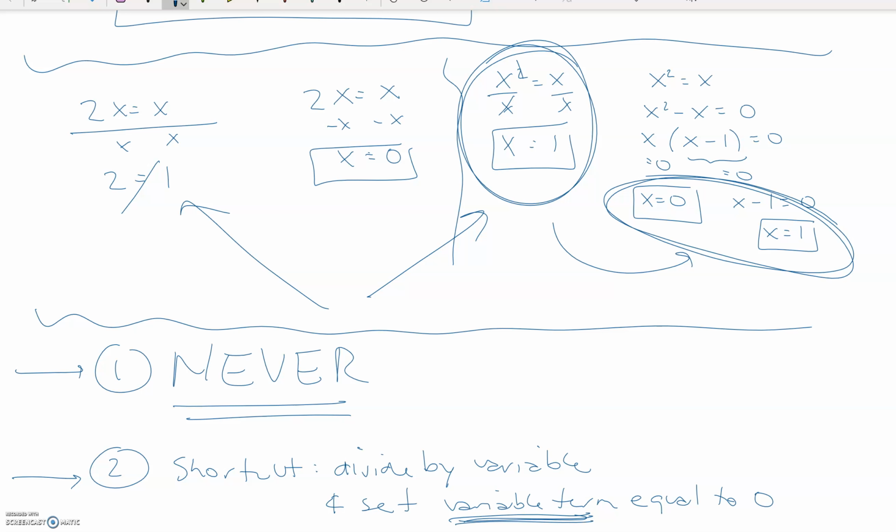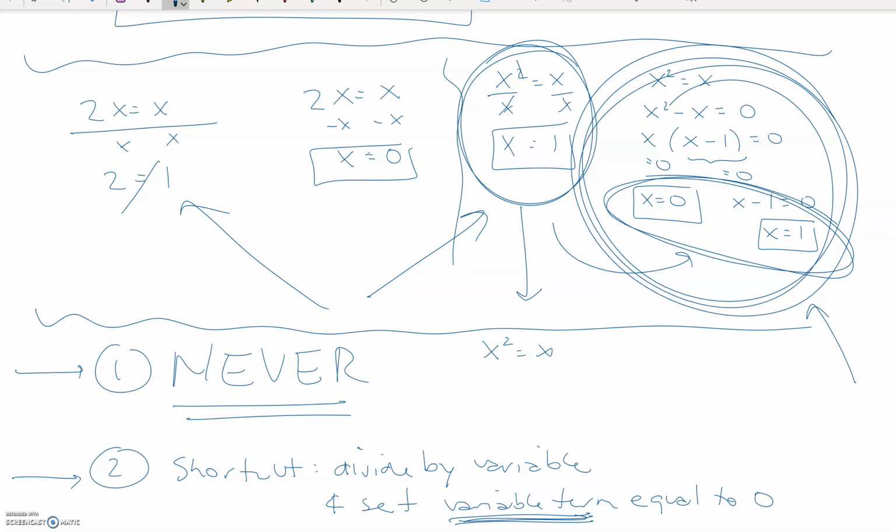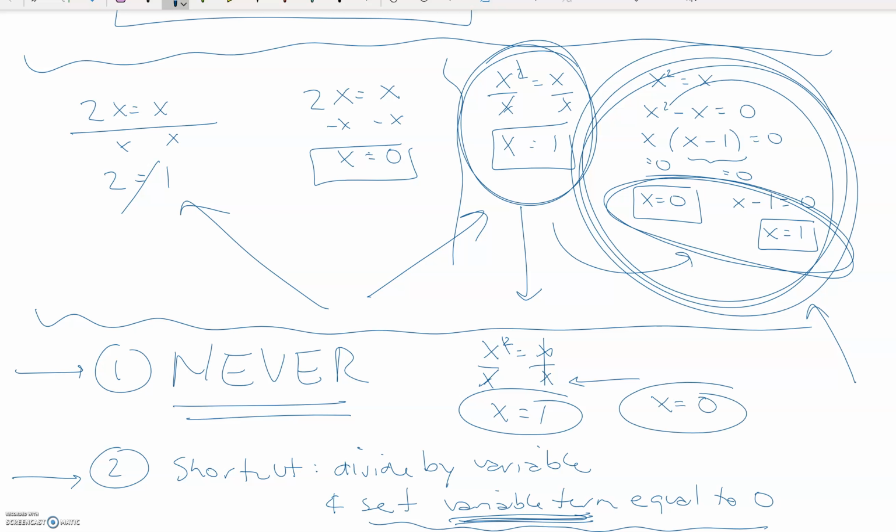Coming back to this equation again, x squared equals x. We've done the don't divide by a variable version. That's right here. But if I allowed myself to divide by a variable as a shortcut, I get x equals 1. And then I have to set the variable term that I divided away. I divided away x. I have to set the variable term equal to 0, and that gives me my second answer. As long as you set the divided away variable term equal to 0, you are allowed to divide by a variable, as long as you don't forget that detail.